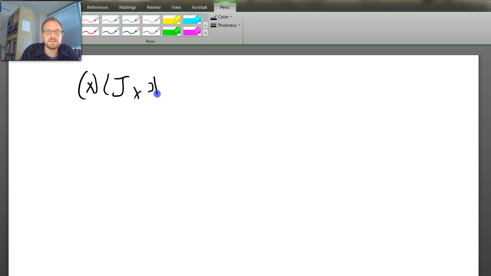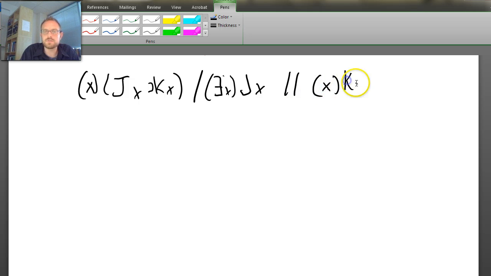JX, then KX, and then the conclusion I'm looking for here is a universal. Okay, so this says that for all J's, K's; there exists at least one J, therefore there exists at least one K.